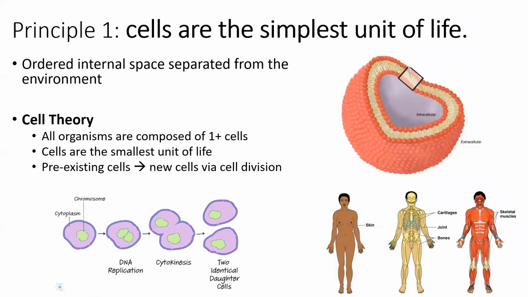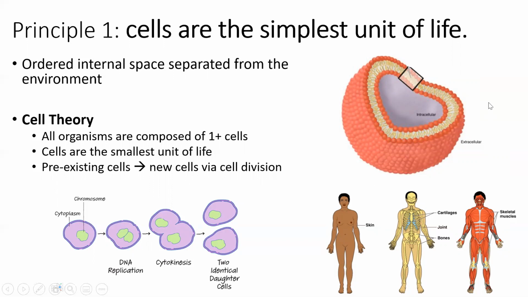All right, the first principle. Cells are the simplest unit of life. So basically, the cell is actually, quote unquote, alive. It is a living, sustaining structure. It is able to undergo all those characteristics or principles that were discussed. So when you look at the cell, you're going to see that there's an internal space that is organized and ordered, that is separated from the external environment.